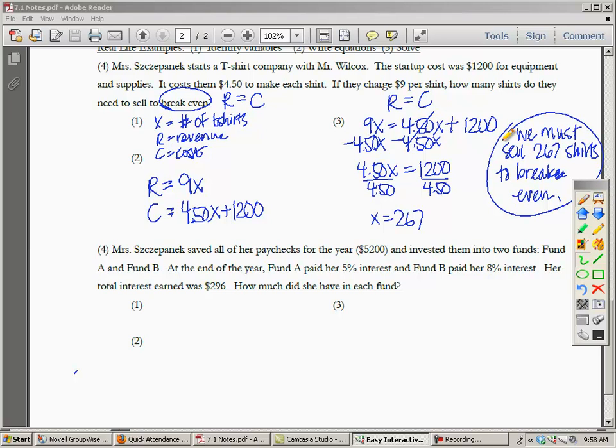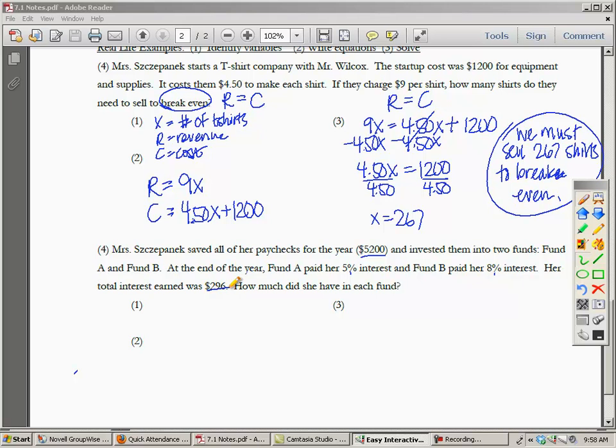The second example is that I'm talking about paychecks. And as I look at my money, I'm saving $5,200 a year, and I invest it into two funds, A and B. At the end of the year, I get 5% interest for Fund A, and I get 8% interest for Fund B. The amount of interest I earned was $296. So how much did I have in each fund?